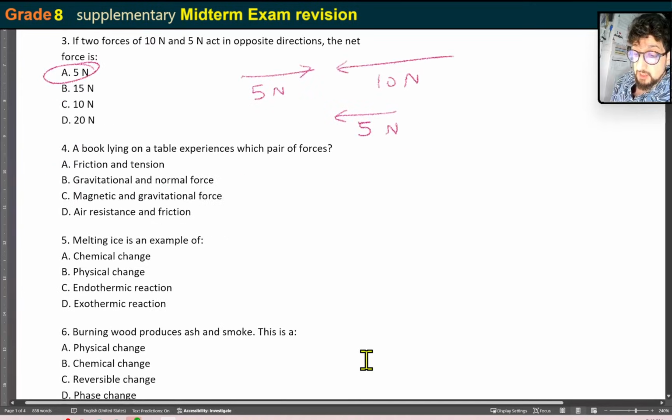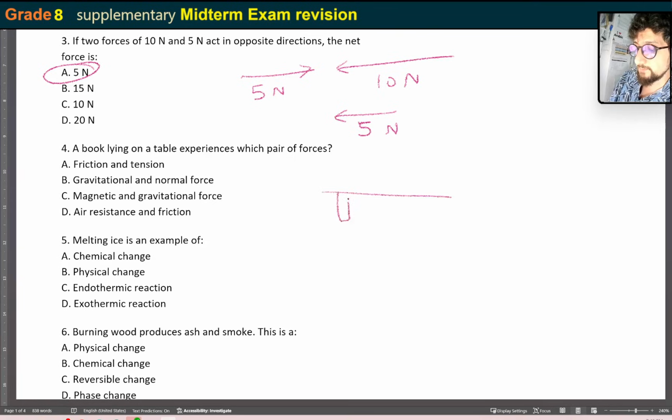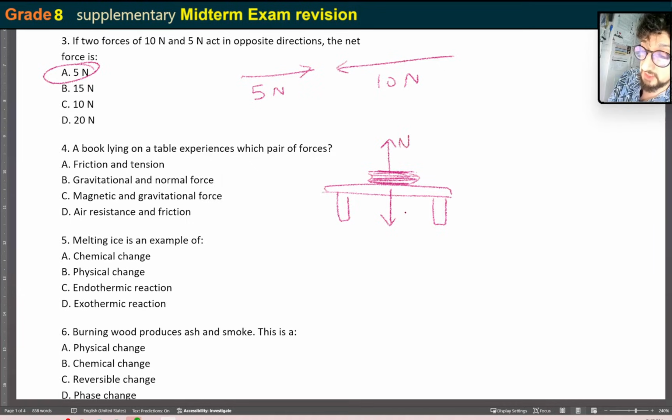A book lying on the table experiences which pair of forces? So here is a table, and we've got a book lying on the table. So which pair of forces does it experience? It's going to experience weight force acting downwards and normal force acting upwards. So that is the normal force, and that is gravitational force, also known as weight. So gravitational and weight forces.